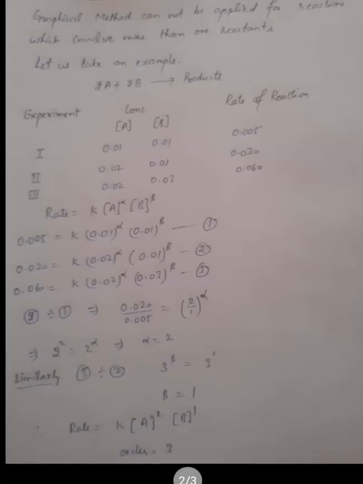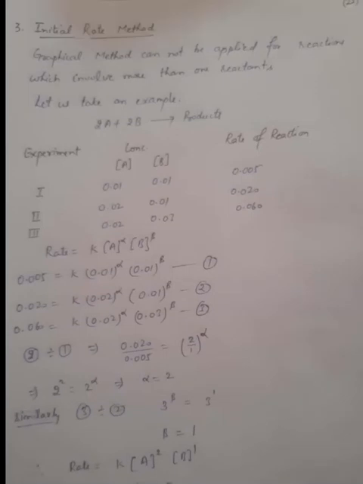Next, the important method is initial rate method. Graphical method cannot be applied for reactions which involve more than one reactant. So for that type of reactions, initial rate method can be used. Let us take an example. 2A plus 2B give products.